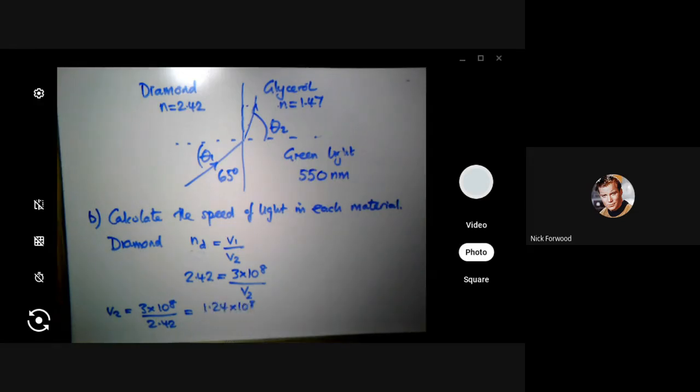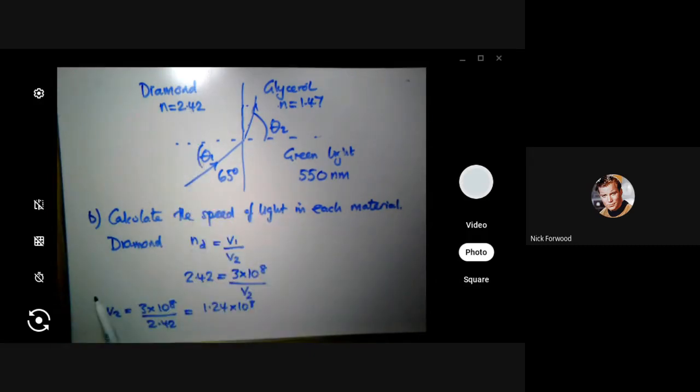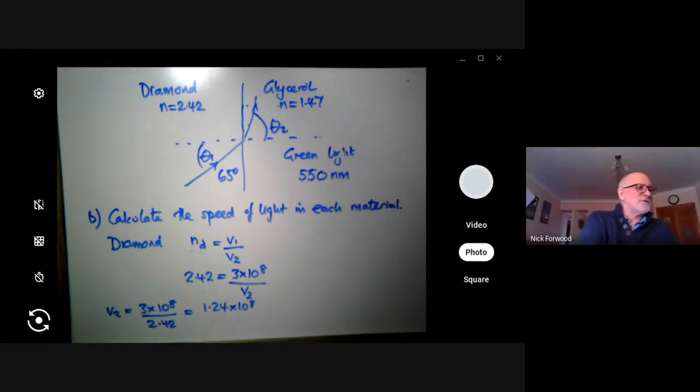Now, diamond is really dense. It's got a high refractive index. It bends light a lot, and it slows light down a lot. And this is the lowest velocity I think we've calculated so far. Let's do the same for glycerol.